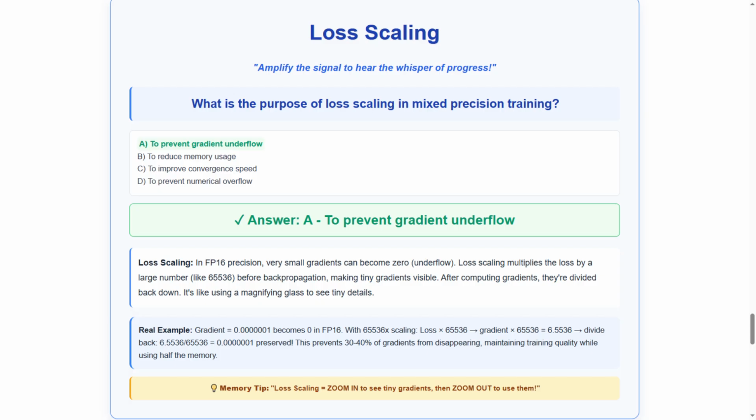Why prevent underflow? In FP16 precision, tiny gradients become zero and disappear forever. Loss scaling multiplies the loss by 65536, making microscopic gradients visible during backpropagation. After computing gradients, we divide them back down. Without this, 30 to 40% of gradients vanish, severely hurting training quality. Think of it as zooming in with a magnifying glass to see tiny gradients, then zooming out to use them properly.